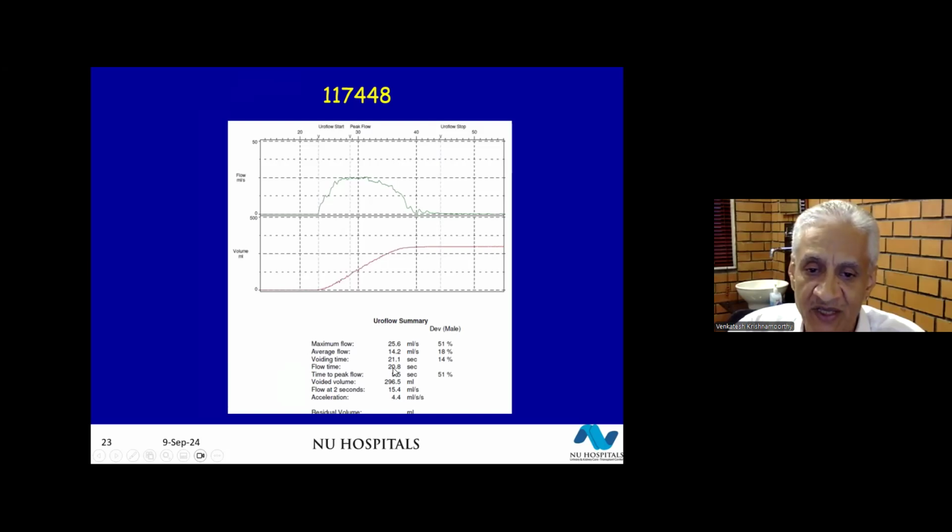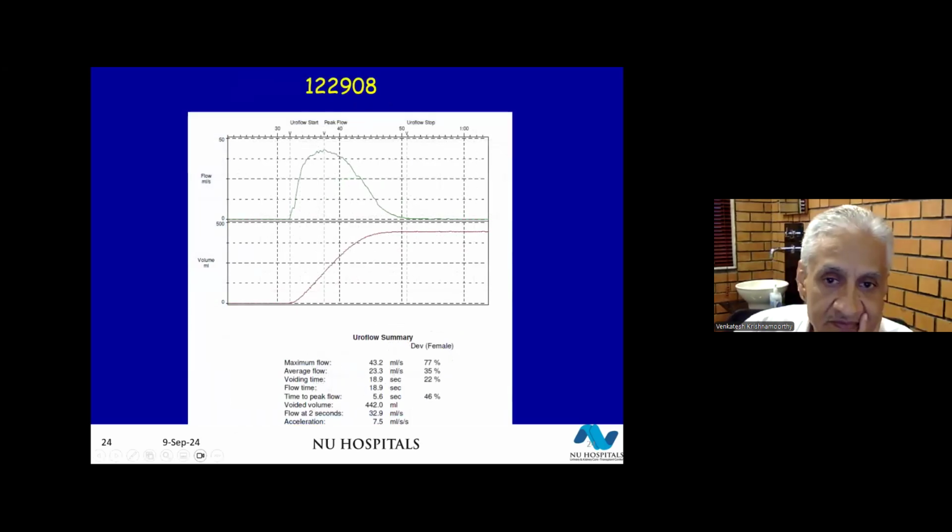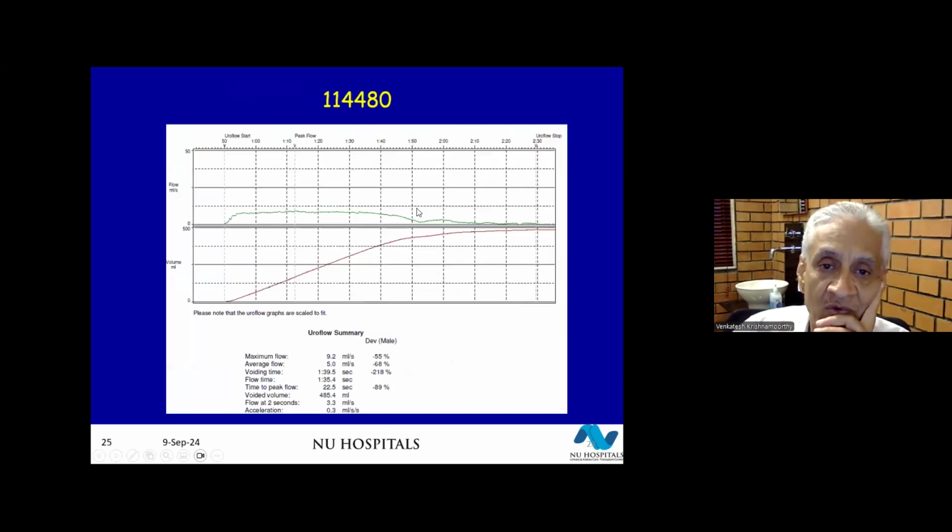It's the same over here. There's very little difference between the voiding time and the flow time. You don't have the classic bell-shaped curve that has been described, but it drops down over here more rapidly. That is the same over here. Again, you find there's very little difference in the voiding time and the flow time. They are normal. There's a good flow.